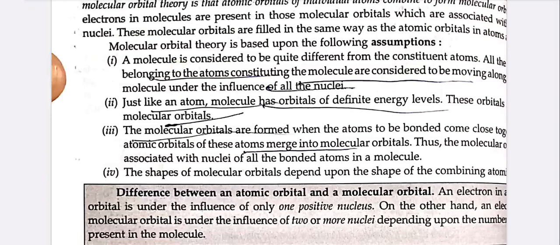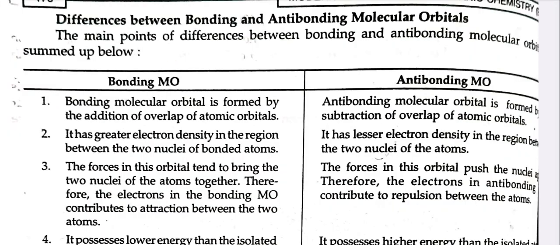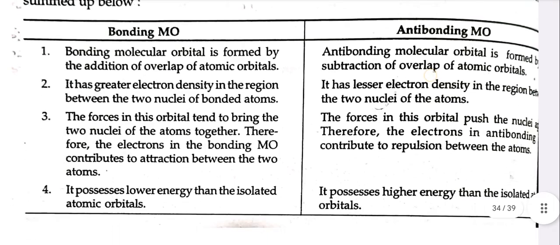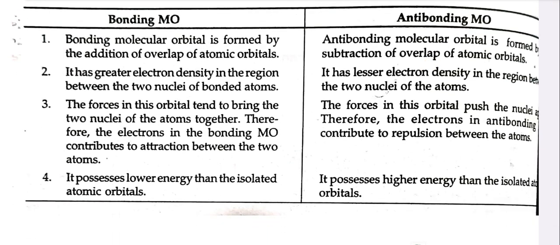Differences between bonding and anti-bonding molecular orbitals. The main points of difference are as follows. Bonding molecular orbital is formed by the addition or overlap of atomic orbitals. It has greater electron density in the region between the two nuclei of bonded atoms. The forces in this orbital tend to bring the two nuclei of the atoms together. Therefore, the electrons in the bonding molecular orbital contribute to attraction between the two atoms. It possesses lower energy than the isolated atomic orbitals.